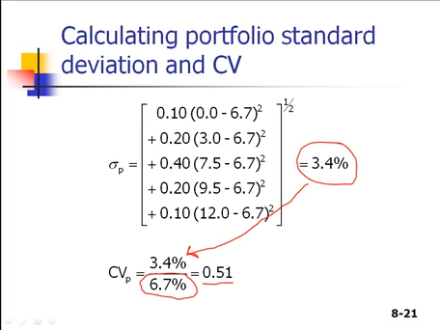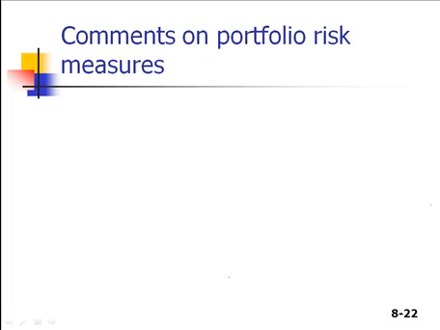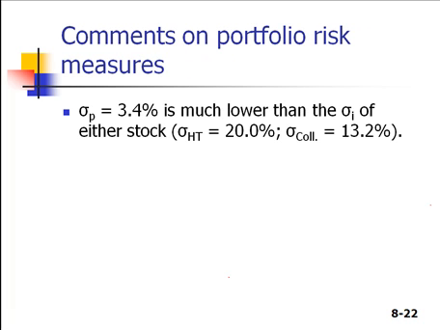Alright, now in the process of doing all of those calculations, sometimes it's easy to lose sight of the significance of the result we just found. The standard deviation of that portfolio is 3.4%. Now, when you step back and think about it for a minute, that's actually pretty amazing. The reason is because, if you remember, the high-tech stock had a standard deviation of 20%, and the collection stock had a standard deviation of 13.2%.